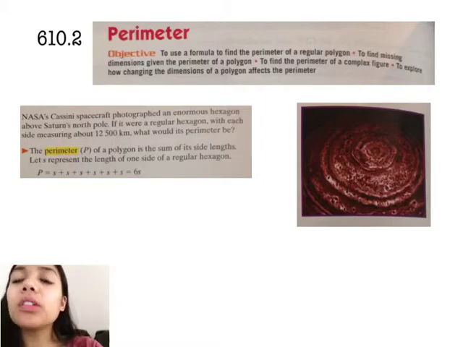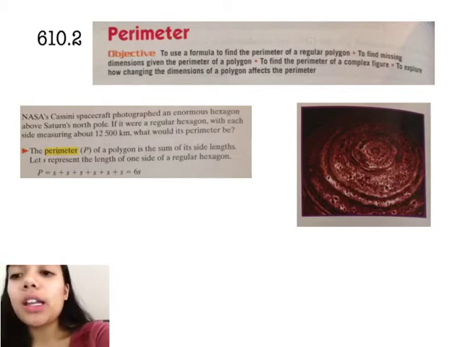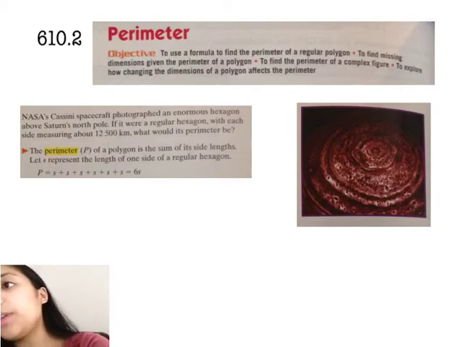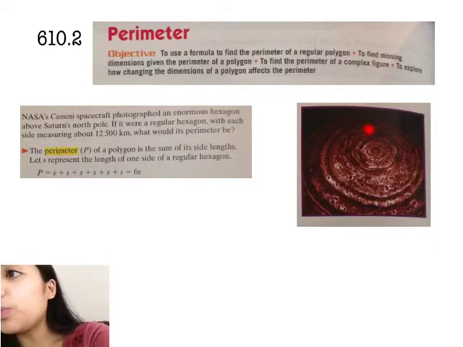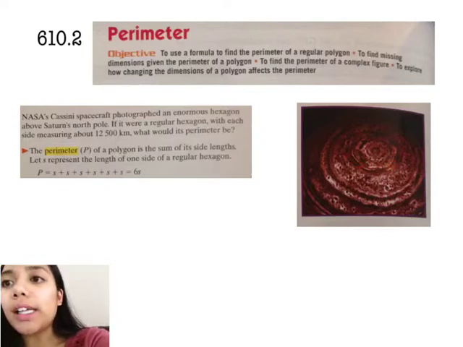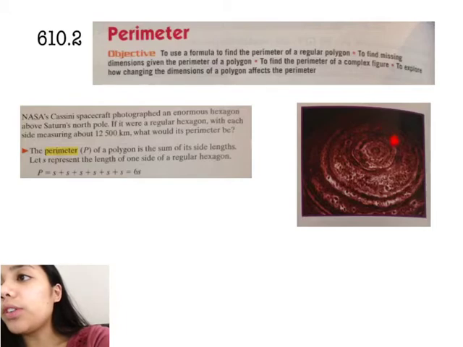So NASA's Cassini spacecraft photographed an enormous hexagon. Now let's think about what a hexagon means. A hexagon means that there are 6 sides. So if we look over here, there's 1, 2, 3, 4, 5, 6 sides, with each side measuring about 12,500 kilometers. What would its perimeter be?